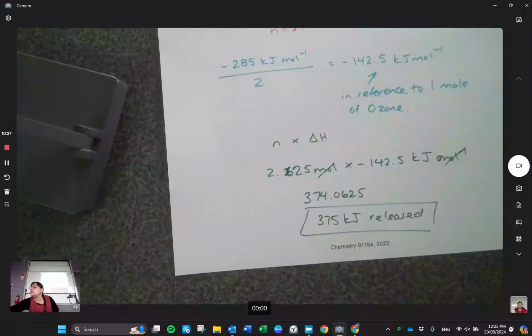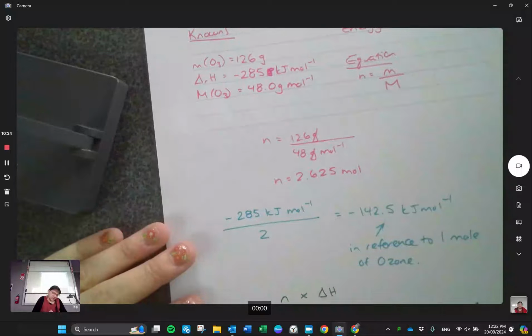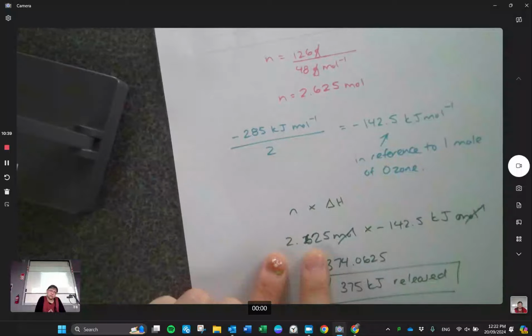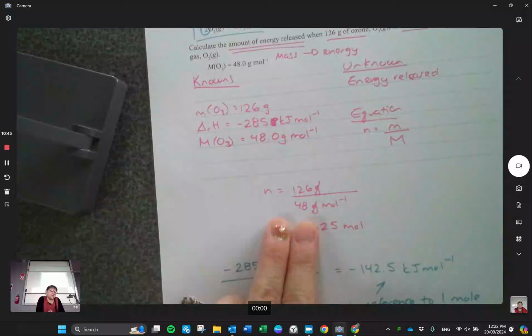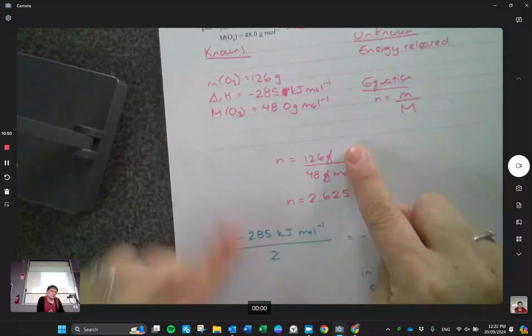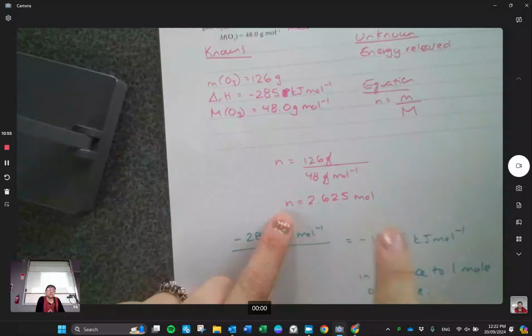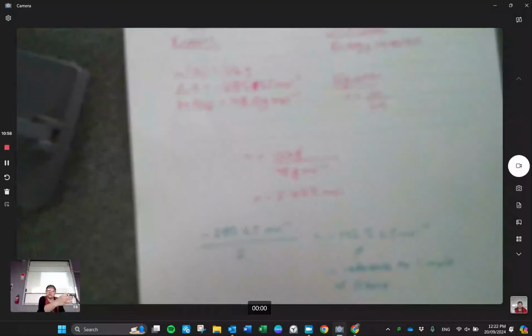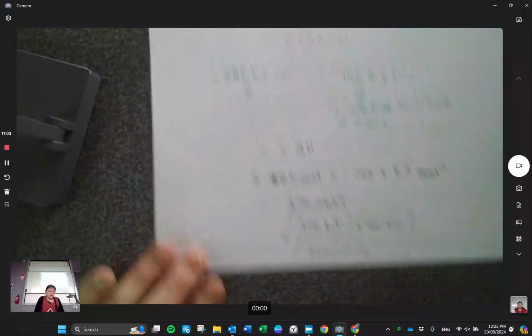Yeah, Josh. Where did you get 2.625? I got that over here. I took the 126 and divided by 48, because that's the equation here: the mass divided by the molecular mass. So that was the mass of my ozone, and that was the molecular mass of ozone. That gives me the N value, because I want it in moles, since nothing makes sense if I don't have it in moles. So that's where I got that number, and that's my final answer.